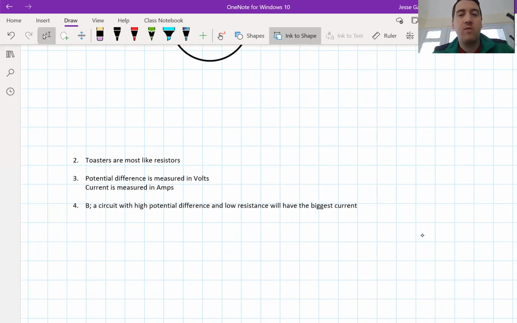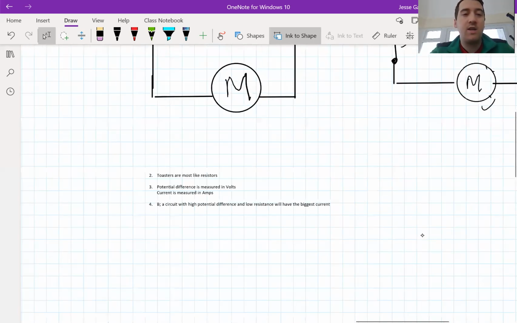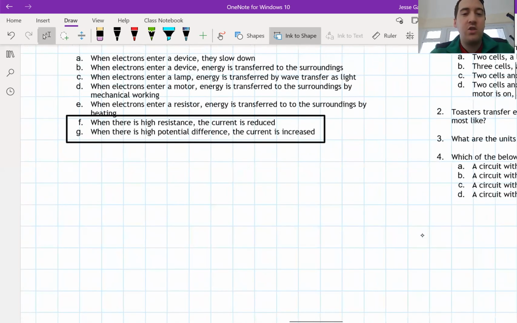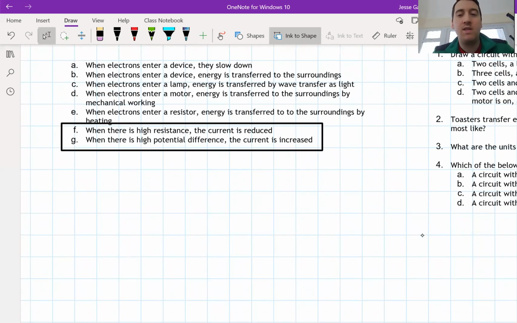In our next lesson, we are going to look closer at how we measure current and voltage in a circuit. We're going to be looking at the relationship between the three things that we can measure: resistance, voltage, and potential difference. We're going to look at how they affect each other. We've already kind of looked at it today. We've already learned that, F and G, when there is high resistance, the current is reduced.